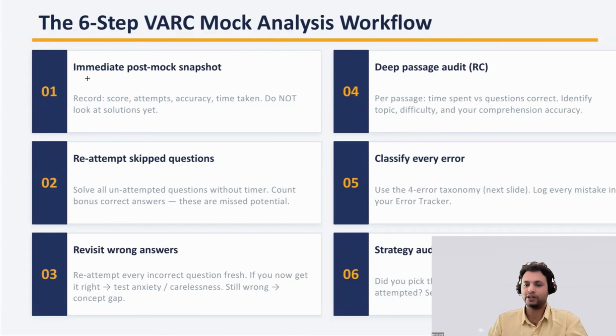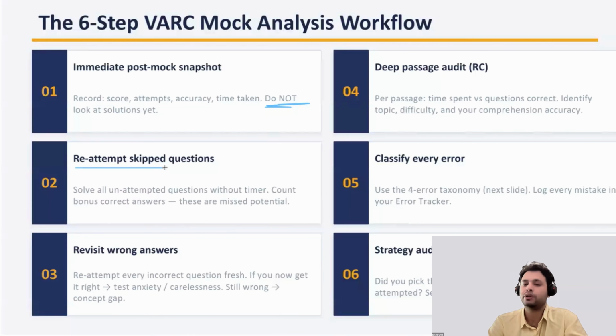First is you have just taken the mock, right? It's just over. You look at the score, you analyze, this is my accuracy, this is how much I attempted, this is how many questions I got wrong, and that's it. That's basically all the information that you have. You are not supposed to look at information at this point. The immediate next step for you whenever you get time is to attempt all the skipped questions.